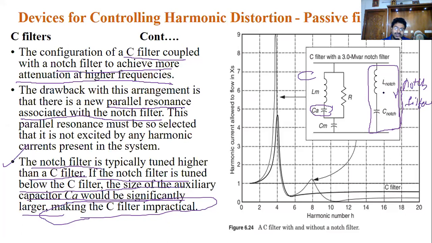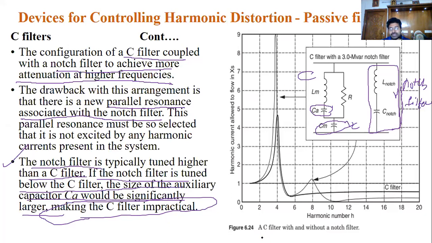Parallel resonance in the system. At the same time, we can design this notch filter using the values of the C-type filter. C-type filter means the C stands for capacitor. That's why we can call it a C-type, capacitive type of filter. Simply, we call it C-type.